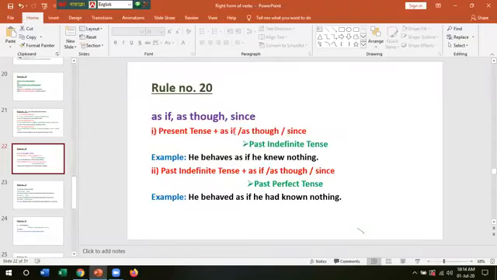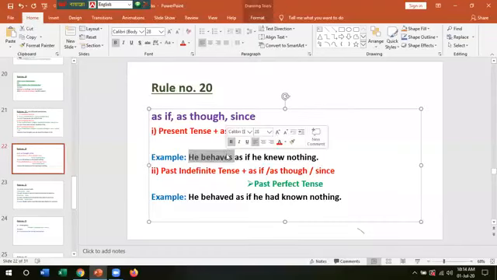If only these things are in the middle of any sentence and the first part is in present tense, I repeat present tense, then the later part will be in past indefinite tense. Example, he behaves. This is pure present indefinite tense. Then we have used as if, and then the later part, past indefinite tense, that is subject plus past form of verb and the extra word. So if he behaves as if he knew nothing, we can use he behaves as though he knew nothing, all the same.